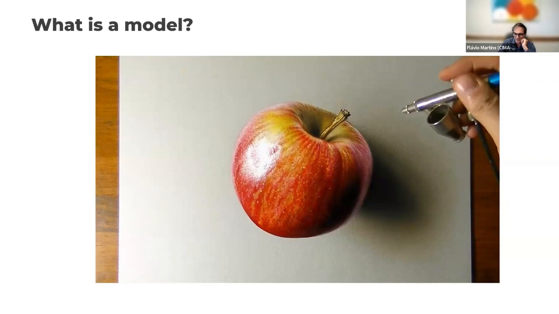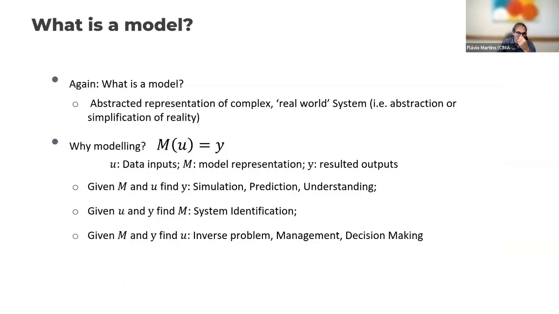Okay, so if you want to define it a little bit more exactly, you can say it is an abstracted representation of a complex real-world system. So it's an abstraction or a simplification of the reality. Okay, and why do we use models? We use modeling for basically three different activities.